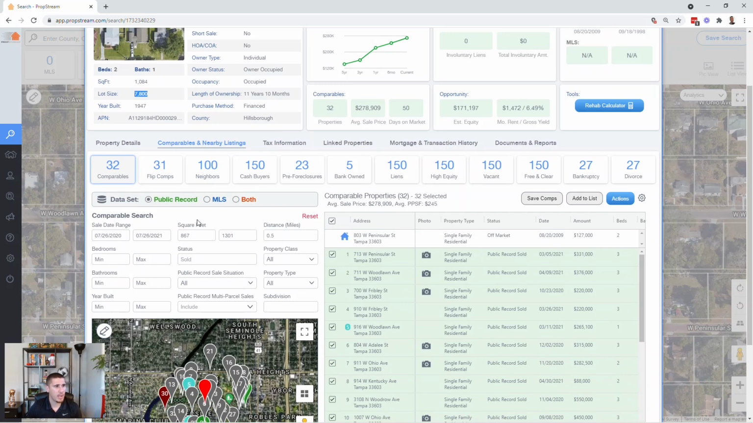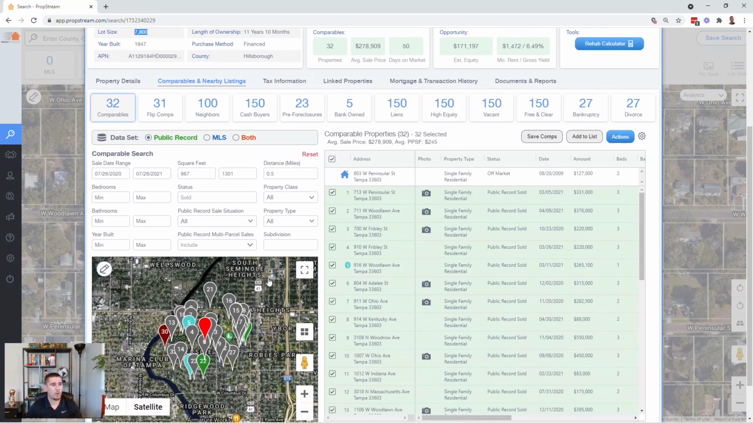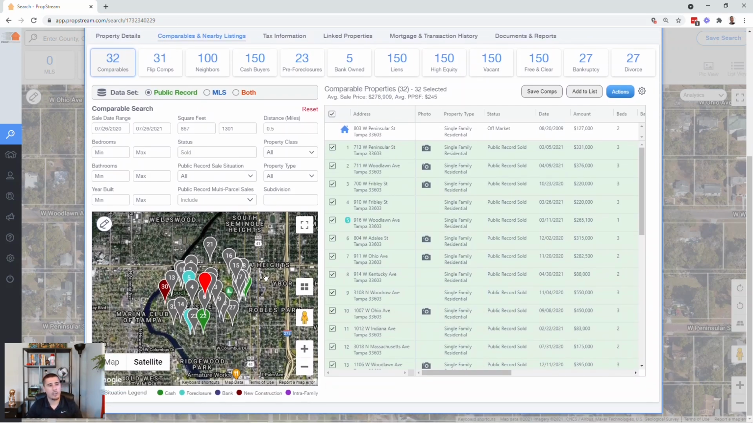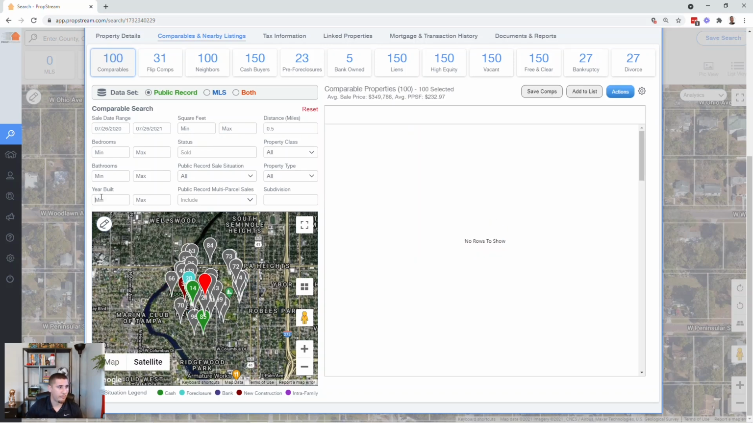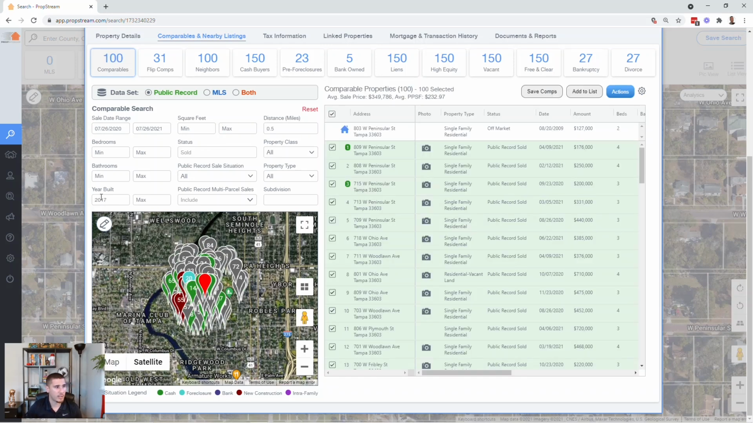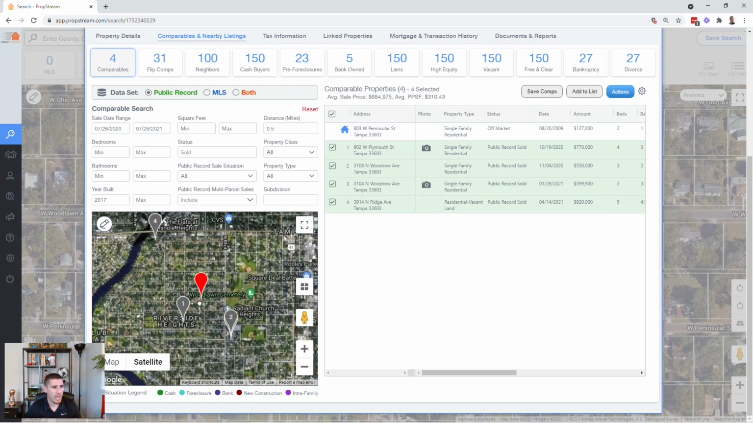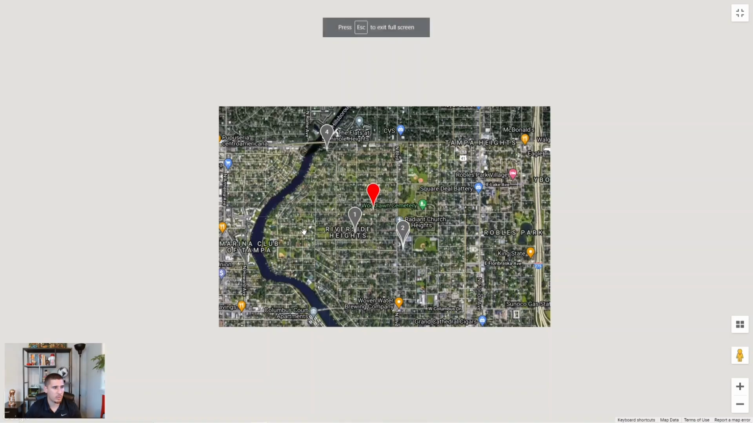I'm going to click comparable nearby listings. When you're analyzing land, you have to check first if there's any demand for new construction. Is there any new construction in the area? Because most of the time, the builders are going to be the ones that buy your land. So I'm going to take off the square footage, and go back 4 years. I'll click 2017, and we have some new construction in this area, as you can see.